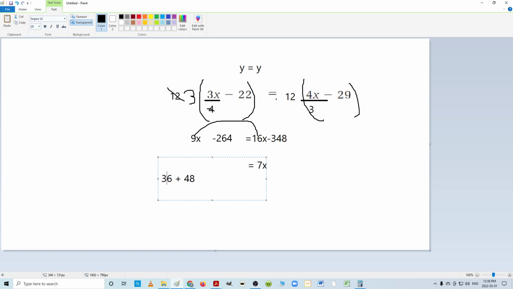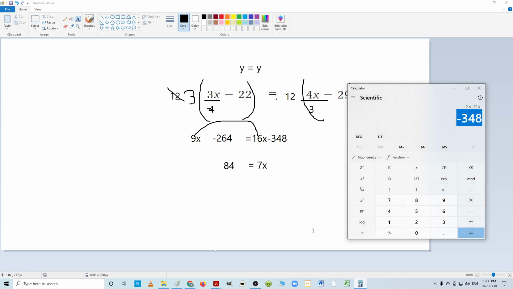Now we just have to figure out what this is. Well, 30 plus 36 is 30 plus 6. 48 plus 30 is 78. 78 plus 6 is 84. These are good methods to use when you want to learn how to manipulate numbers and not have to use the calculator so much. So then I just have to divide both sides by 7, and we're going to discover this is not going to be quite clean. And oh, it is 12.